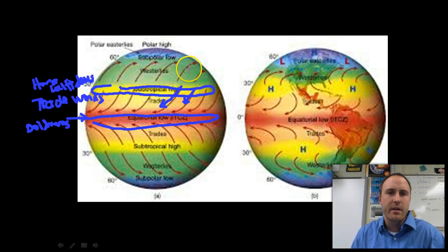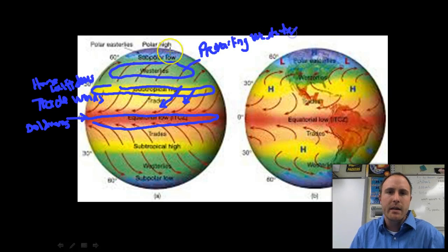And this area up in here is the prevailing westerlies. This has warmer temperatures than the poles, so we call these the prevailing westerlies. And our polar easterlies are found up here. So polar easterlies are found in this region.